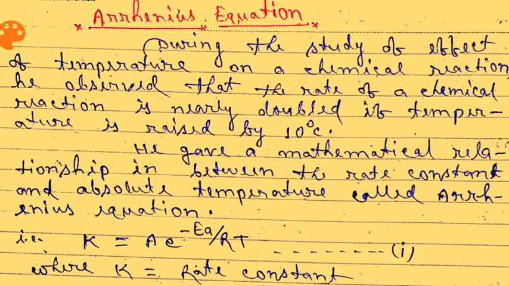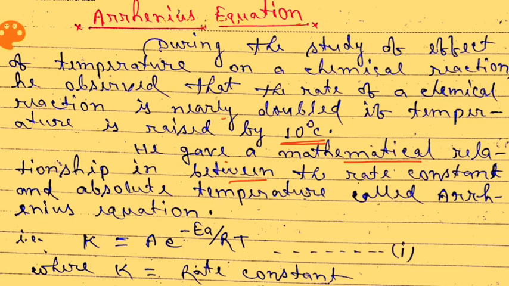of a chemical reaction is nearly doubled if temperature is raised by 10 degree Celsius, that you have studied earlier. So, Arrhenius studied that rate of reaction is double when temperature is raised by 10 degree Celsius. So, he established a mathematical relationship in between the rate constant and absolute temperature called Arrhenius equation.